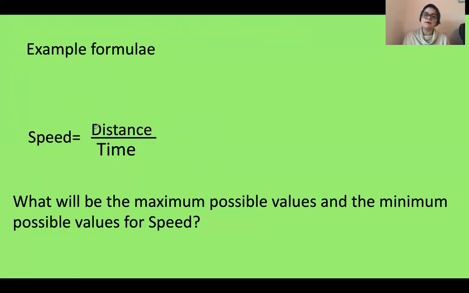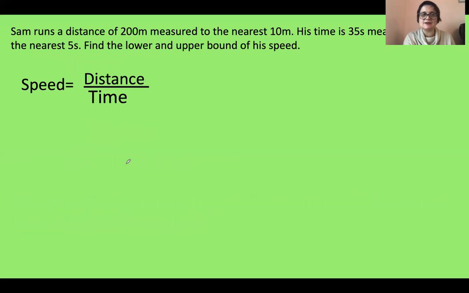So you need the lower bound for the distance and the upper bound for the time. Let's have a look at the example. It says, Sam runs a distance of 200 meters measured to the nearest 10 meters. His time is 35 seconds measured to the nearest 5 seconds. Find the lower and upper bound of his speed.